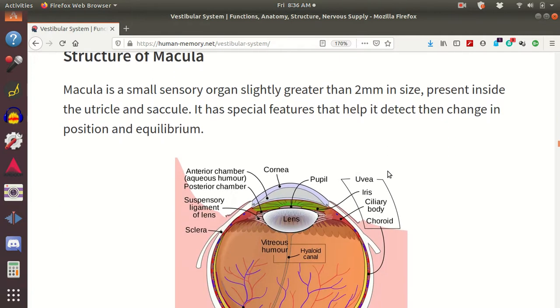The structure of the macula: it is a sensory organ slightly greater than 2 millimeters in size, present inside the utricle and saccule. It has special features that help it detect change in position and equilibrium. So it detects change in position and equilibrium. And once again, this sensory organ is present inside the utricle and saccule.